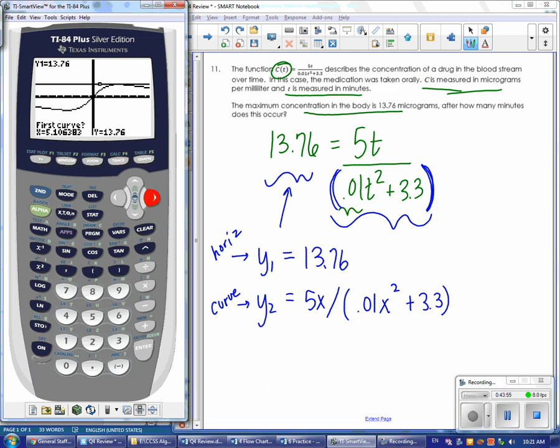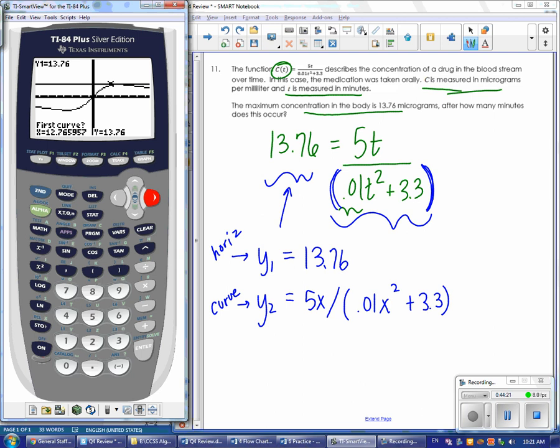Now, it's possible that there could be multiple points of intersection. Since I'm dealing with a real quantity here, I probably don't want my time to be negative. So if the graphs did happen to cross on, say, the left side of my coordinate plane, the answer probably wouldn't make a lot of sense if I ended up with negative time. So I'm going to choose the point that is in my quadrant 1, because that's going to make the most sense for both time and concentration. I would expect them both to be positive.